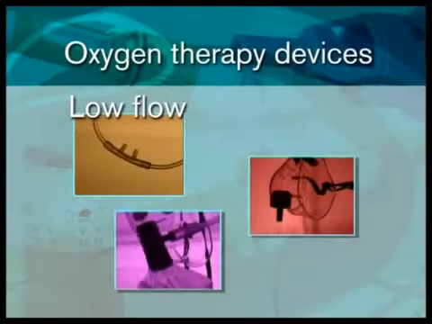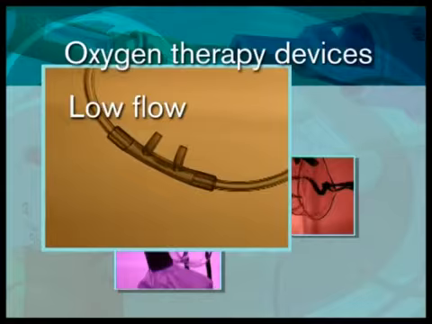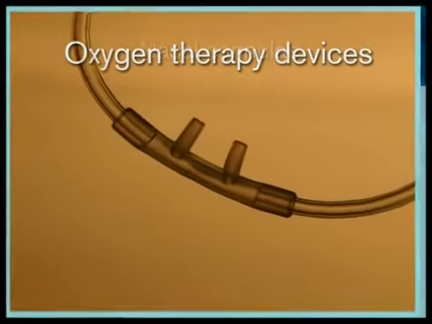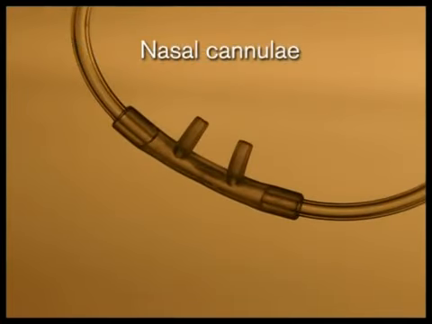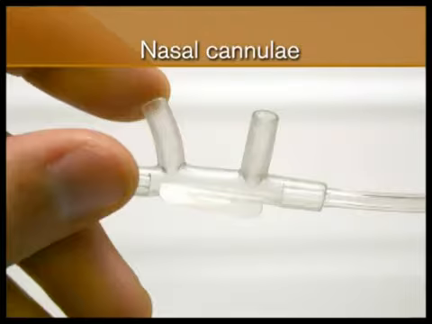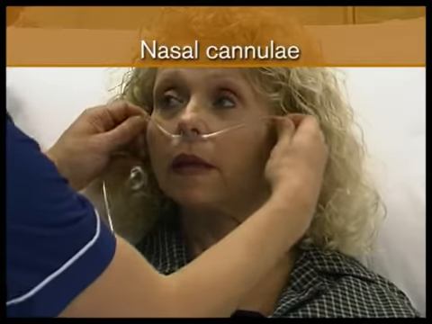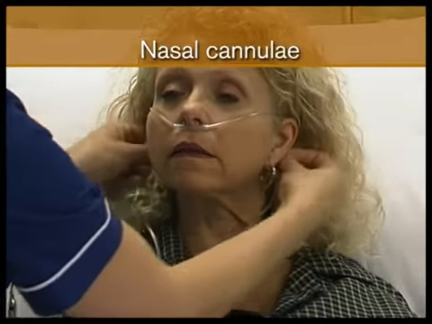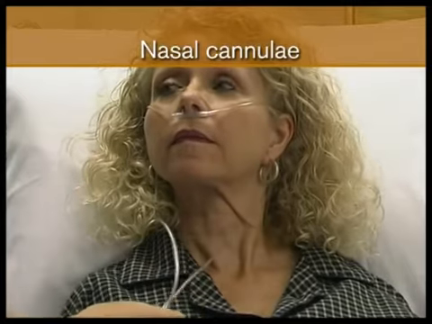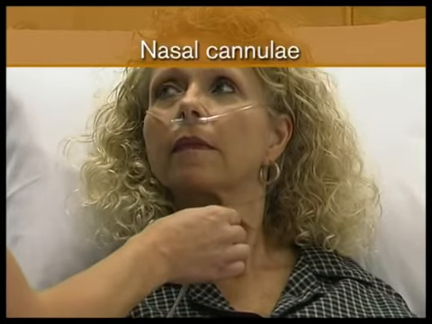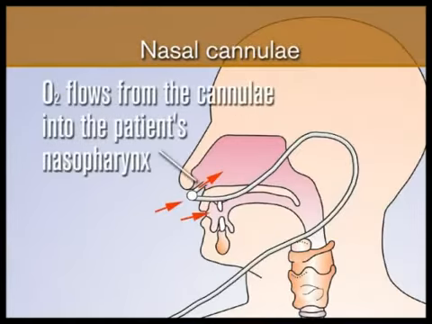Looking first at low-flow devices, let's look at the various device options that are available. Nasal cannulae are one of the most common ways of delivering oxygen therapy. A nasal cannula consists of two soft prongs attached to the oxygen supply tubing. The prongs are inserted into the patient's nostrils. The tubing is looped over the patient's ears, and the toggle is adjusted to ensure a good fit. Oxygen flows from the cannula into the patient's nasopharynx, which acts as an anatomic reservoir.